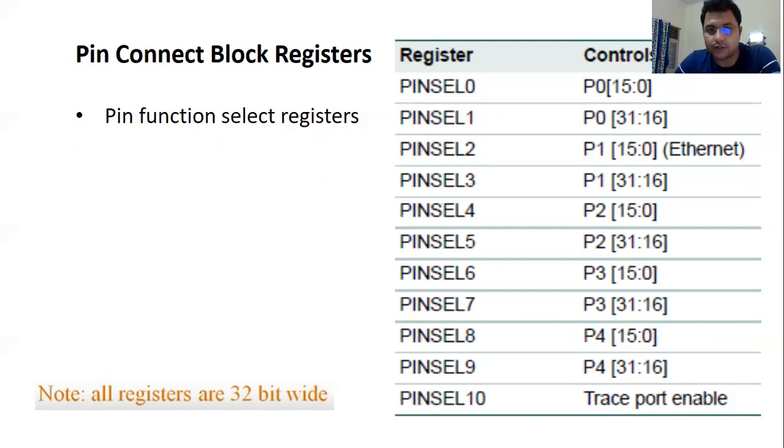Out of those 4 functions, I want to name the first function, that is for general purpose input output. That pin can be used for general purpose input output. We don't have to understand all the other 3 functions now in detail. So I'm terming those functions as function 0 for GPIO, function 1, function 2, and function 3. Now how to configure it? So every pin requires how many bits? Because every pin can be configured in 4 ways.